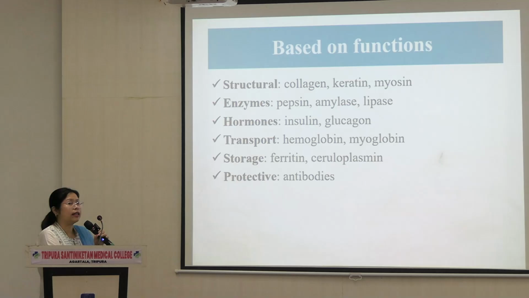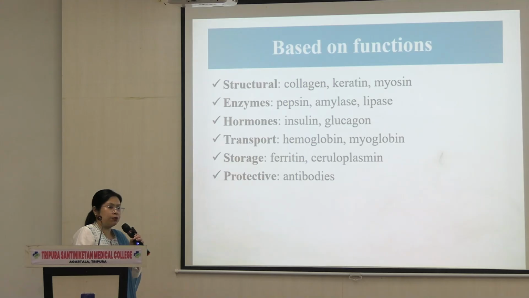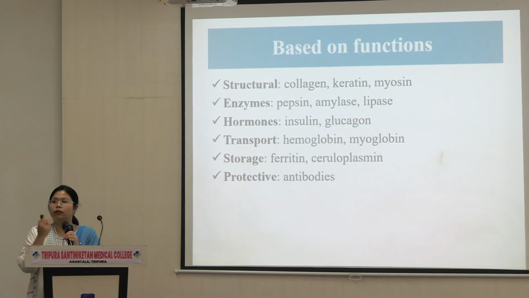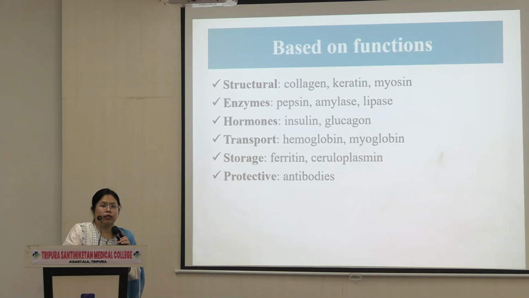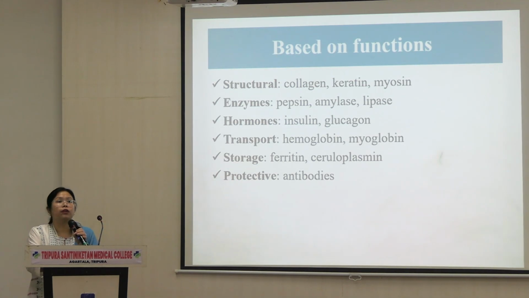Then some of the proteins act as hormones like insulin, glucagon. Then we have transport proteins that transport things, right? Like hemoglobin and myoglobin. What does hemoglobin transport? Come on. Oxygen, right? Myoglobin, same. Then we have storage. Ferritin is a storage form of iron. Ceruloplasmin helps in storage of copper.